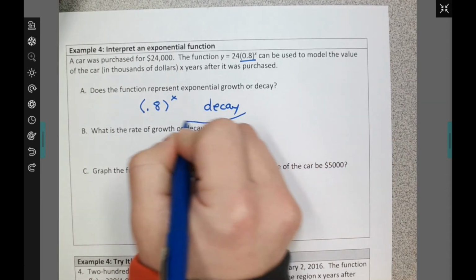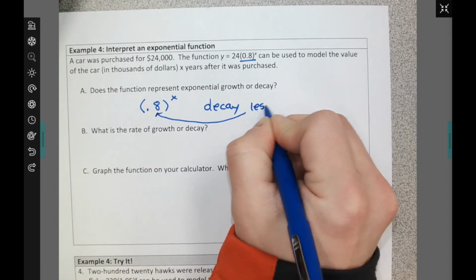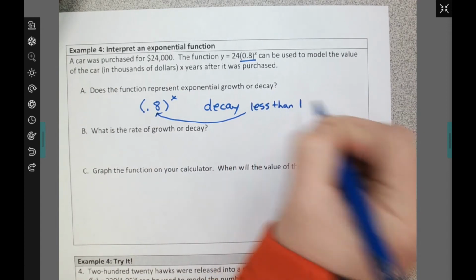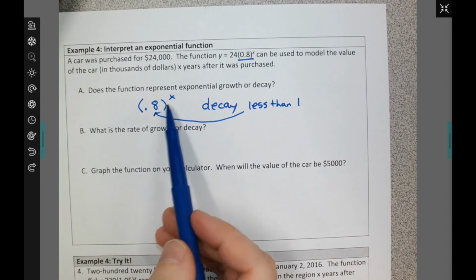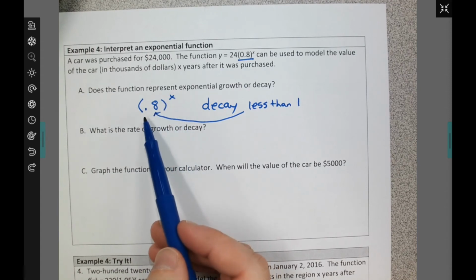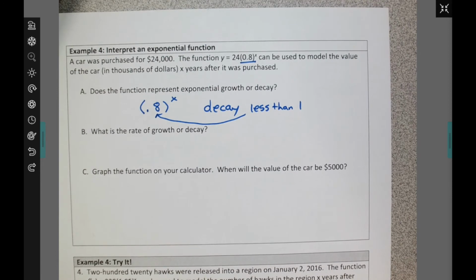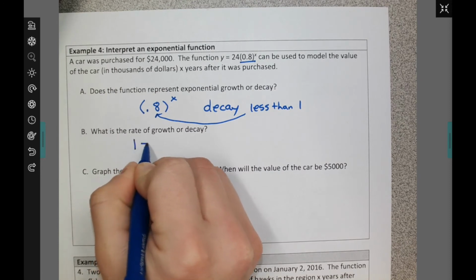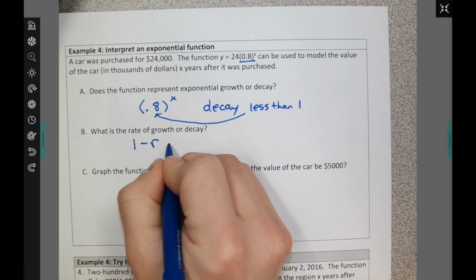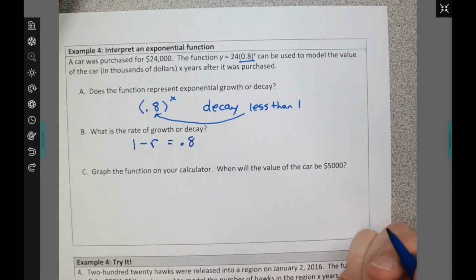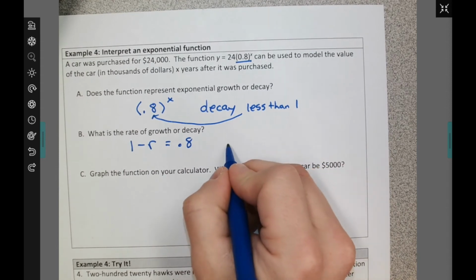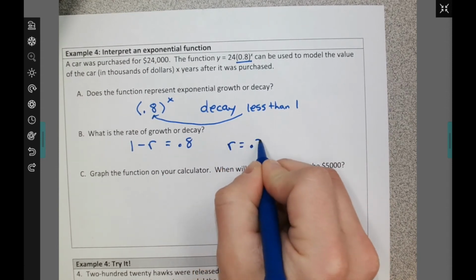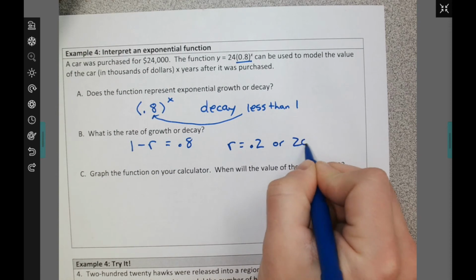The reason being, our 0.8 is less than 1. You're always looking at what is raised to the exponent. In this case, since it's less than 1, it's going to be decay. For B, they want to know what the rate is. I know for a decay problem, it's 1 minus r. So we have 1 minus r equals 0.8. They're asking us to solve for r. However you do it, you're going to get r to equal 0.2 or 20%.